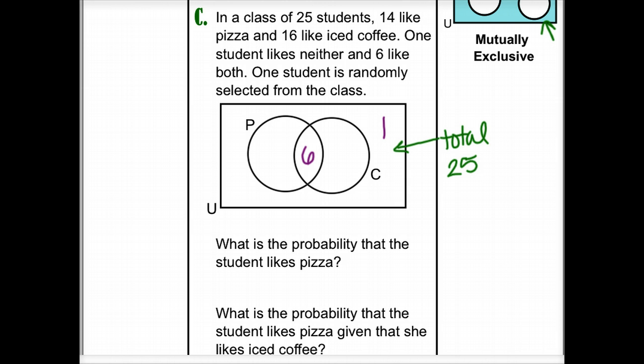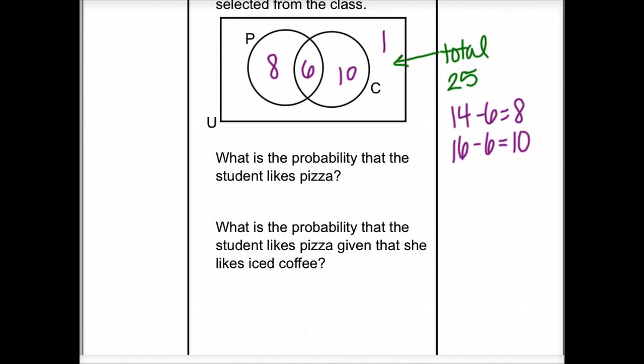And it says 14 like pizza. And so that being the case, if 14 like pizza and 6 like both, that means 8 like just pizza, because 14 minus 6 is 8. Now on the other hand, we got 16 that like iced coffee, but 6 of those people like iced coffee and pizza. So that means that 10 is going to like only coffee. And if we add these up, 10 plus 6 is 16, plus 8 is 24, plus 1 is 25. So we have everybody all good to go.